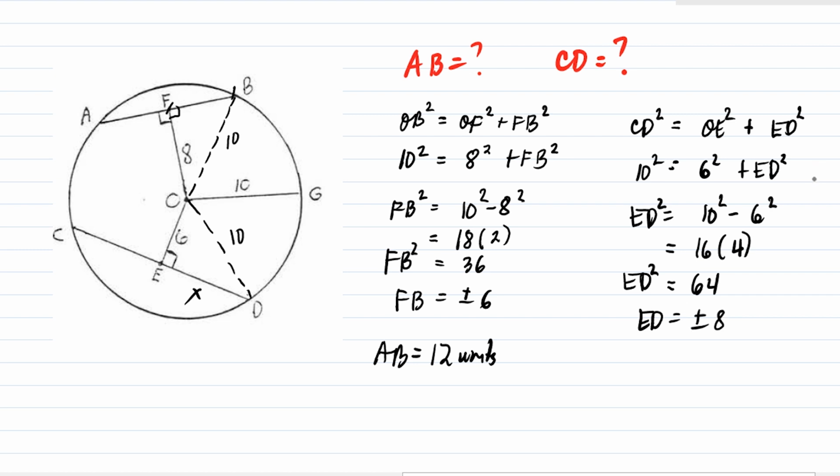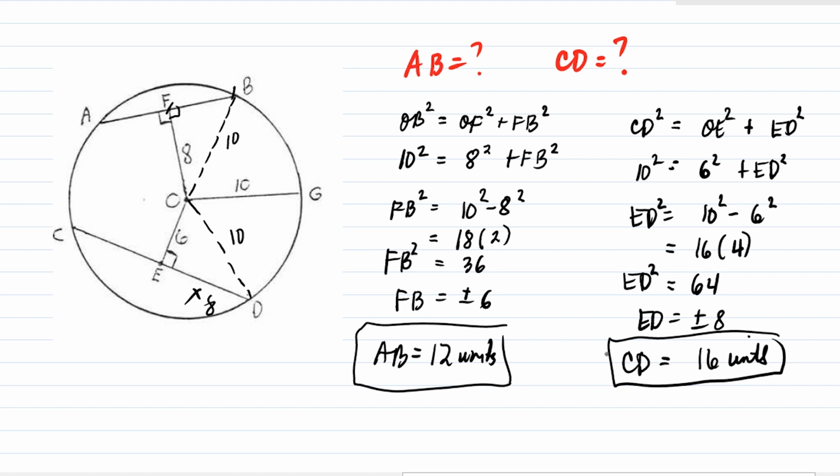8 lang yung kailangan natin doon. Therefore, ED is 8 units. CD is twice 8. We have 16. Thus, AB is 12 units and CD is 16 units, which confirms our theorem number 4 that those chords closer to the center are longer compared to those who are farther from the center.